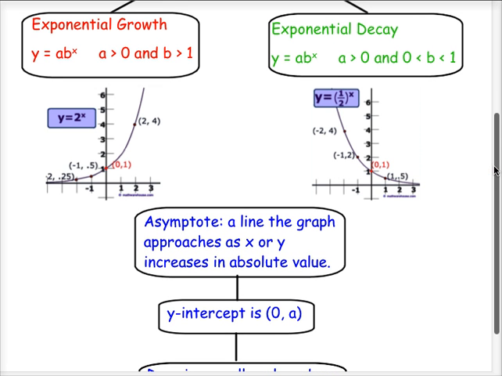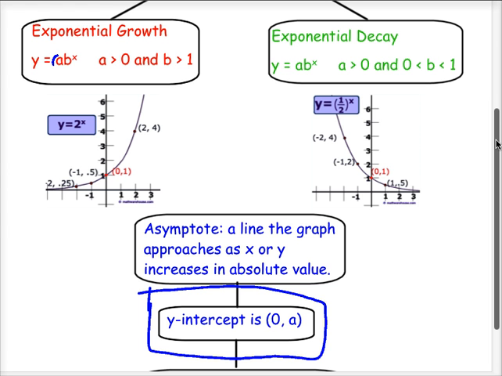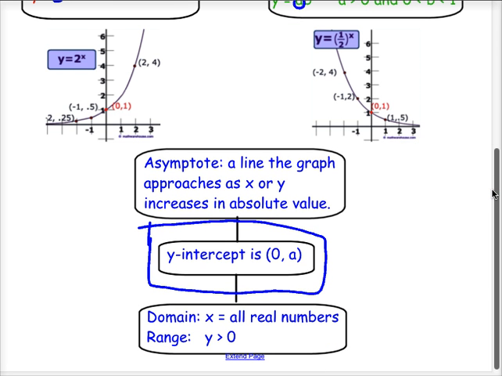Growth and decay, now you saw examples of this, okay? So asymptote is going to be a line the graph approaches as x or y increases in absolute value. Well, the y-intercept, here's something interesting. Y-intercept is at (0, a). Now this is something you're going to get a little bit of practice with on the worksheet. These examples didn't use it. However, the y-intercept is going to be any multiplier you have on the outside. So that vertical stretch is going to manipulate your y-intercept. And we're going to see that in just a second, but something you didn't graph yet. Domain is always all real numbers, and the range is y greater than 0. So this page is really just a summary of the things we've already talked about.